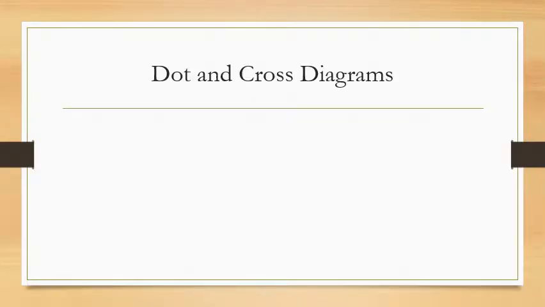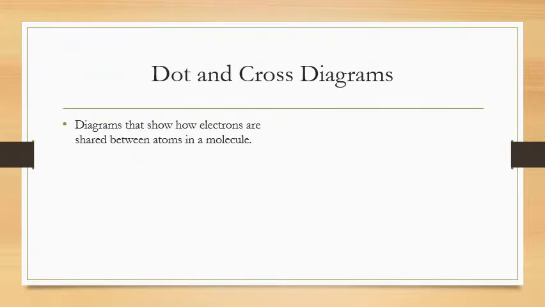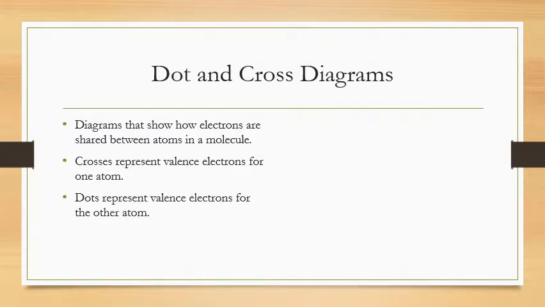So just like in ionic bonding, you can use dot cross diagrams to show covalent bonding. The diagrams show how the electrons are now being shared between the atoms in a molecule. The crosses represent valence electrons, or outer electrons, for one atom, and the dots represent the valence electrons for the other atom. And you don't have to worry about the other electron shells, just the outer or valence electron shells. So that saves a bit of time when you're drawing them.